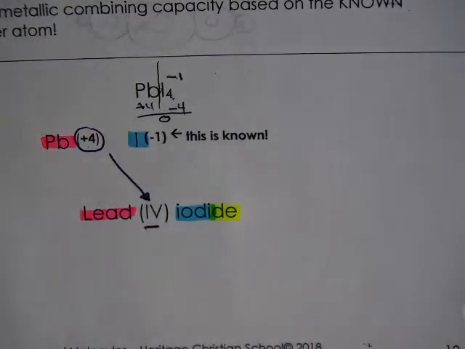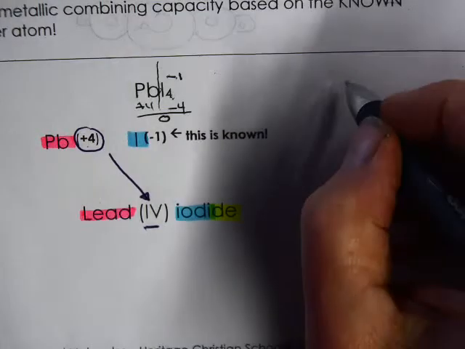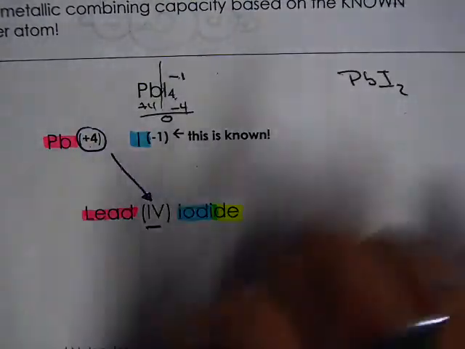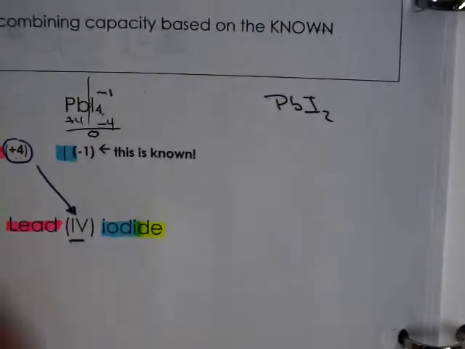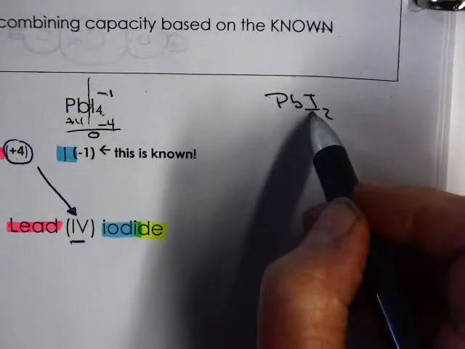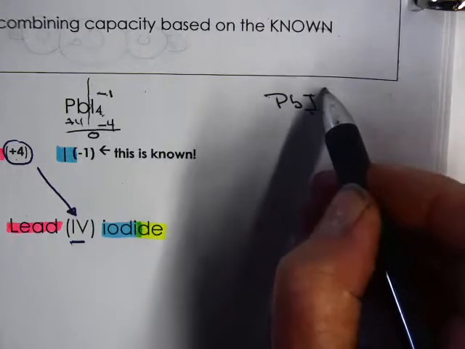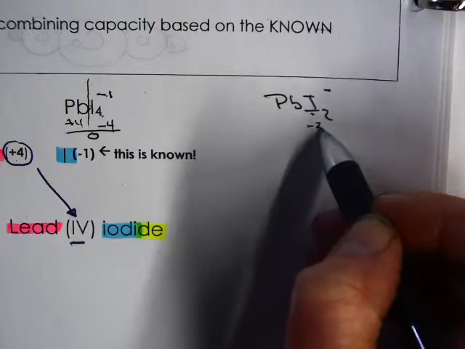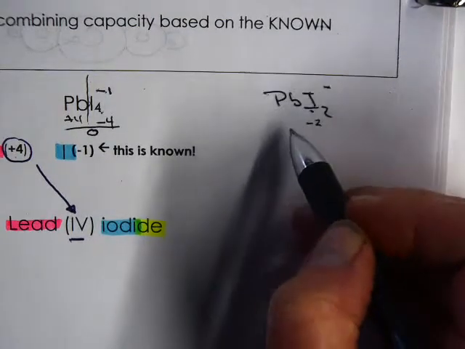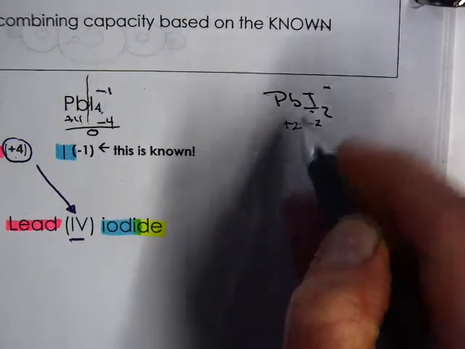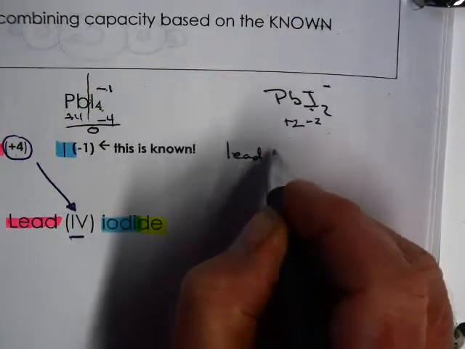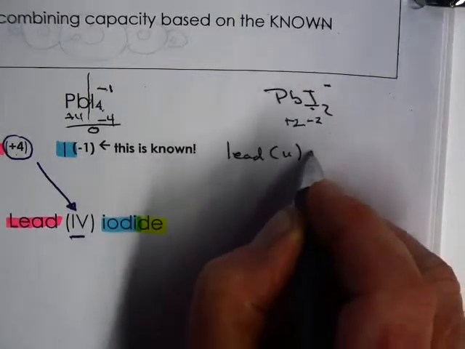For example, the other option you could have been given is PbI2. If you saw this, you would say, I know that I is always -1, so 2 times -1 is -2. I've only got one of these, so that means it's +2. So when I name this, it is going to be lead 2 iodide.